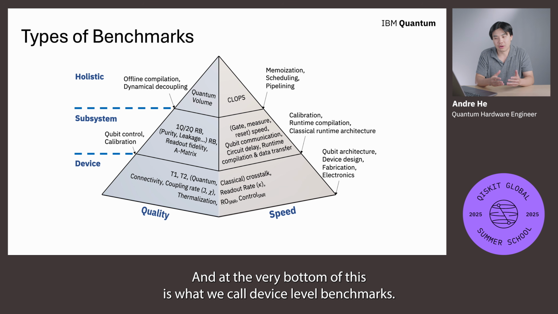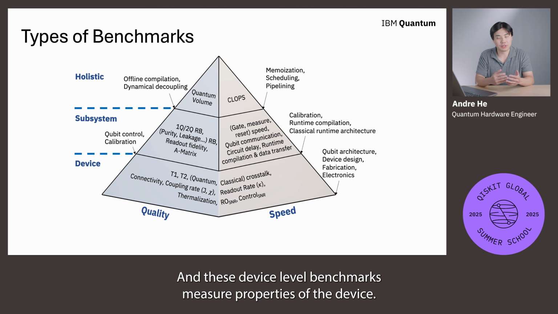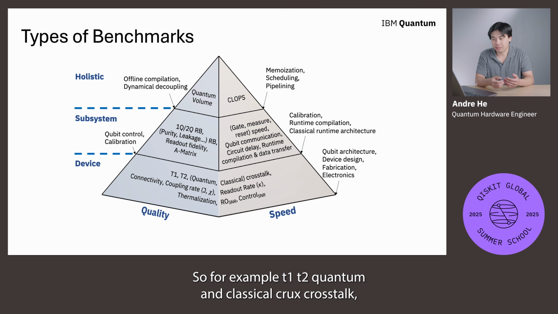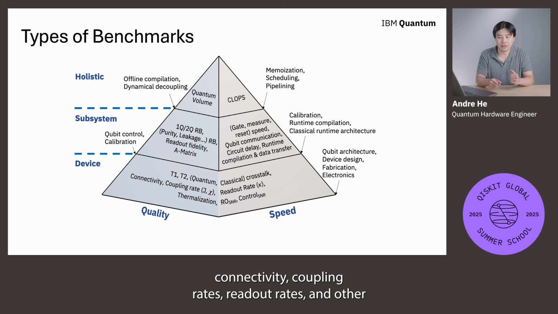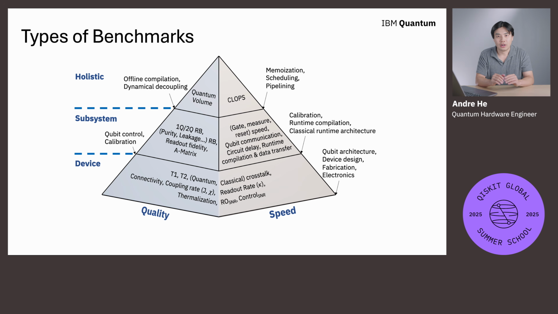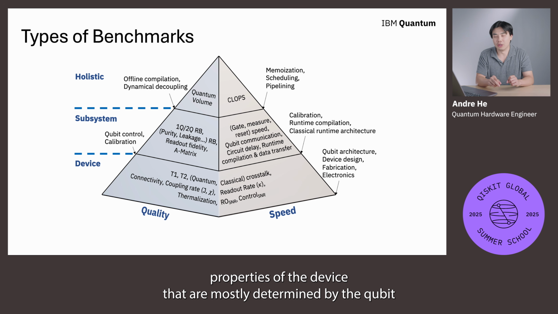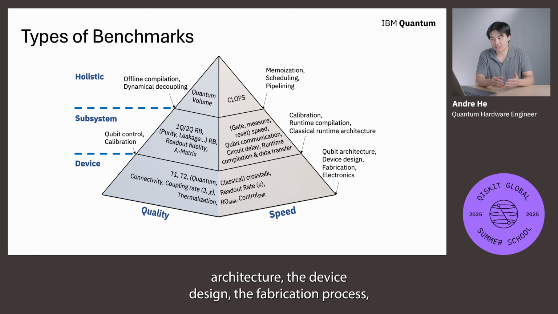And at the very bottom of this is what we call device level benchmarks. These device level benchmarks measure properties of the device. So for example, T1, T2, quantum and classical crosstalk, connectivity, coupling rates, readout rates, and other properties of the device that are mostly determined by the qubit architecture, the device design, the fabrication process, and also the electronics that we use to control these devices.